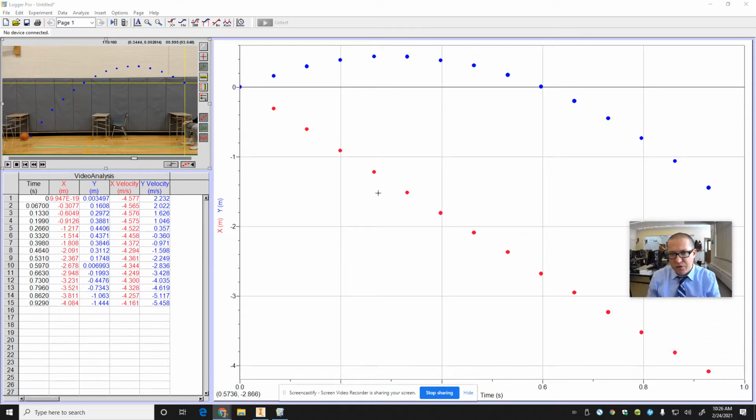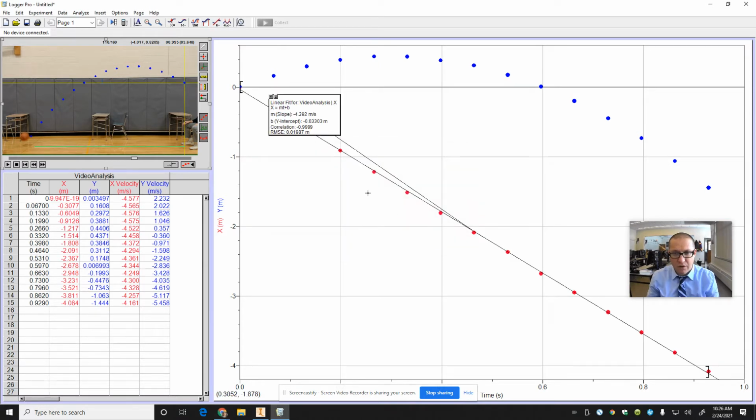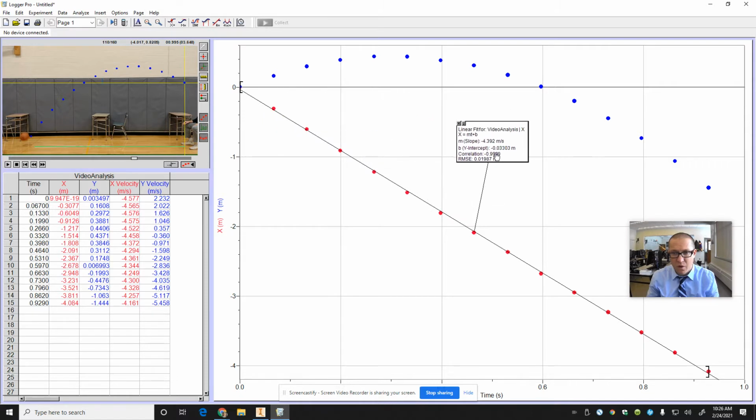X position versus time, Y velocity, Y position versus time. So X is nice and linear. Look at that. That's cool, right? I can put a fit line on the X direction here. And look at that correlation, almost to 1. So this thing moves in the X direction at a constant velocity. That's what that means. Constant velocity of about 4.392 meters per second.